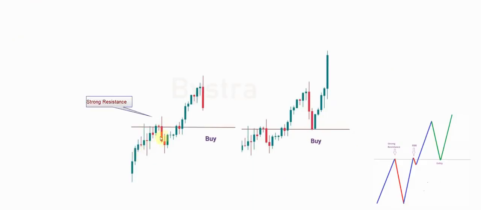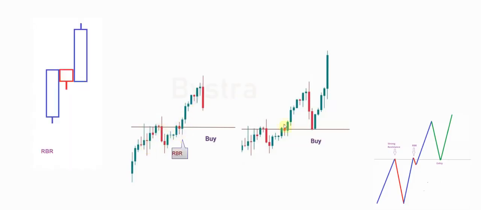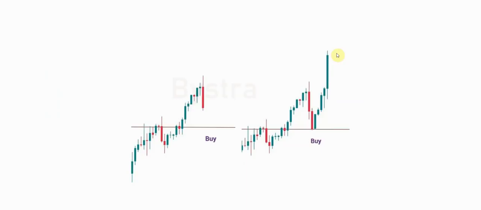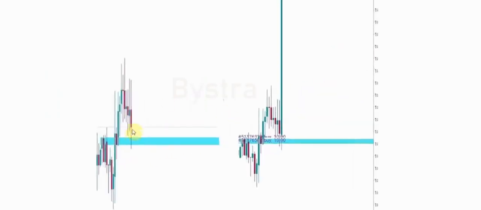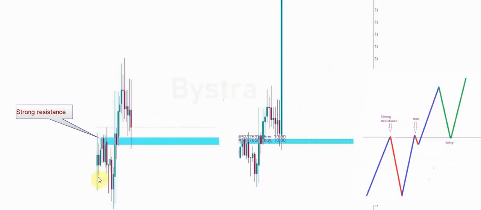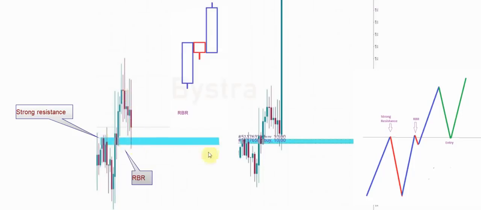We have a strong resistance, and this strong resistance is in the same line with the rally-base-rally. And then price came back and continued flying. So this is an example. And here also is an example. We have a strong resistance in the same line with the rally-base-rally, and the price came back and continued flying. And here also we have the same one.